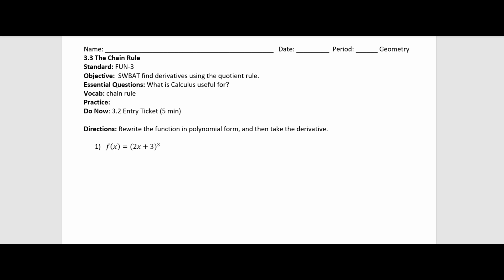Hello everyone, Mr. Fawcett here, and we are back for part 2 of our lesson on the chain rule. Today's video is going to be strictly examples. We're just going to go over some different types of problems you may need to apply the chain rule to, as well as our previous derivative rules.